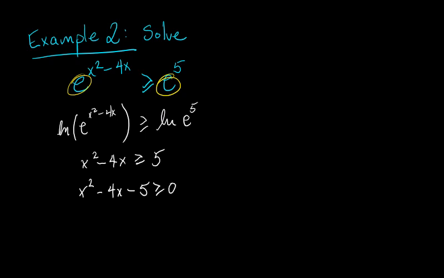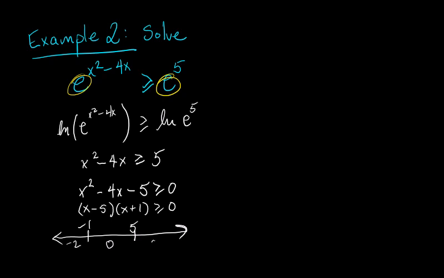But you need to know that you need to actually set it to 0, factor x minus 5, and then x plus 1 is greater than or equal to 0, and you have to use a number line. And so we're going to test the intervals. I've got negative 1, I've got 5. So I'm going to test negative 2, I'm going to test 0, and I'm going to test 6. And all I'm doing is plugging them into my factored form and seeing if it makes it positive, because that's what I want.